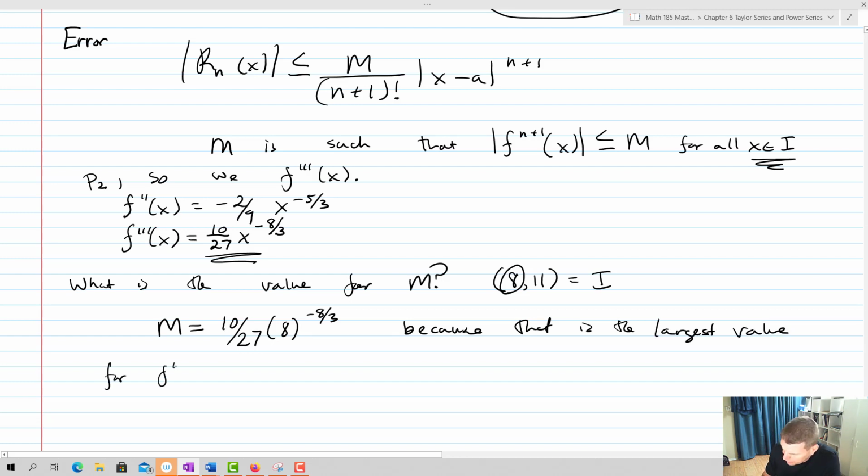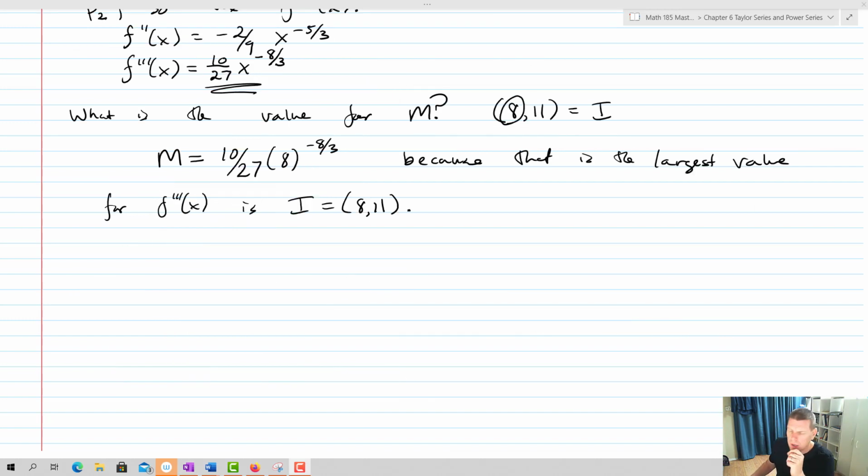For f triple prime of x in our interval I, or I equal 8 to 11. So when I find that, m is going to end up equaling 0.0014468. It's actually an approximation, okay? And so we'll just keep this because it's actually somewhat larger than the m that we get. And so that's now our m.